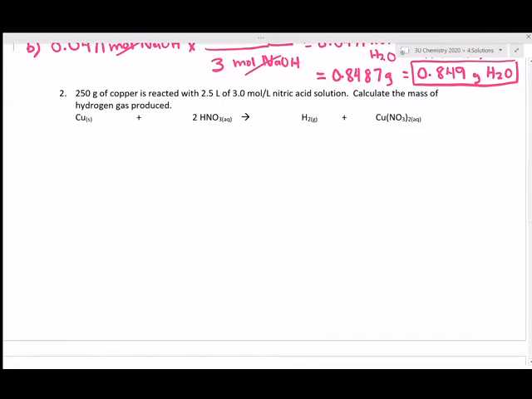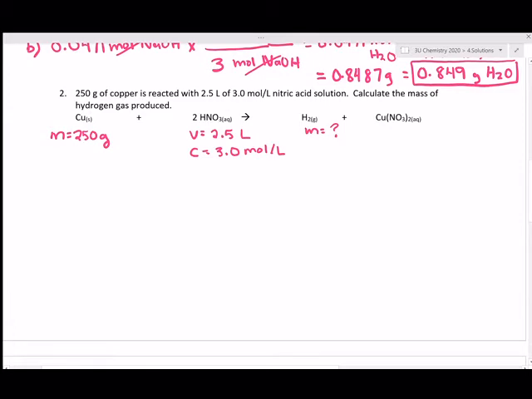Let's write down all the stuff we know. So 250 grams of copper. So here's copper, mass, 250 grams. Okay, it's reacted with 2.5 liters of a 3 mole per liter nitric acid solution. Here's nitric acid. So we've got volume, 2.5 liters. 3 moles per liter is a concentration, moles per liter. Wants to know the mass of hydrogen gas that we're going to make.